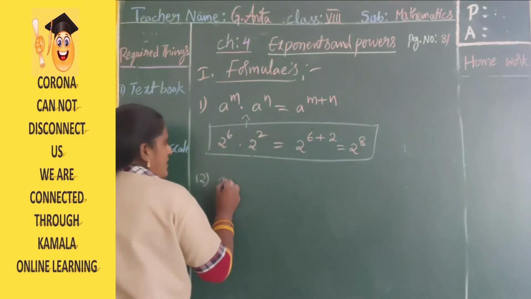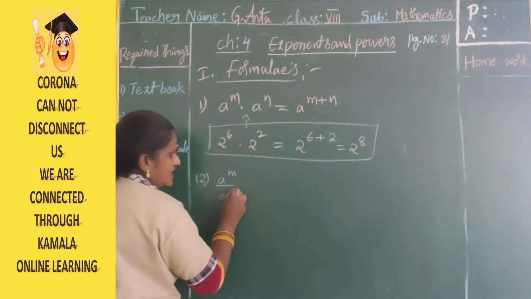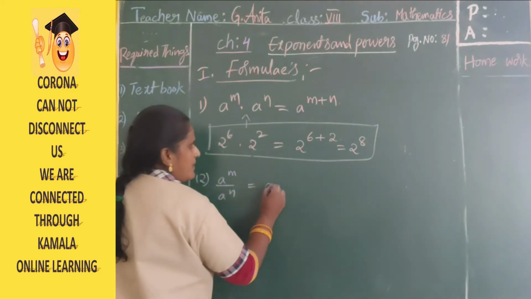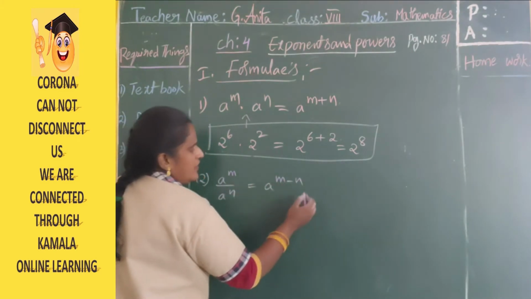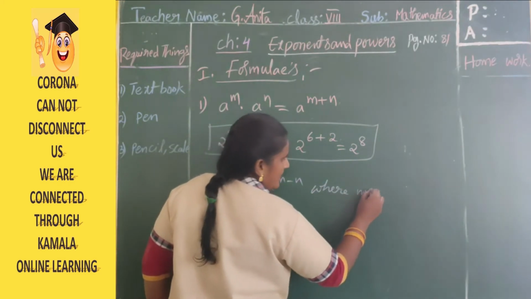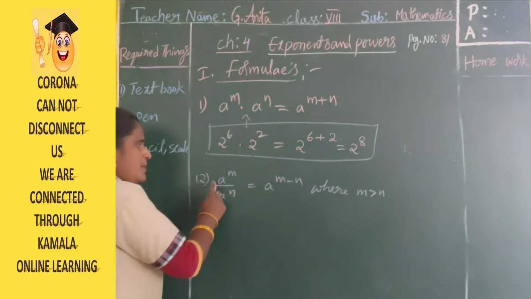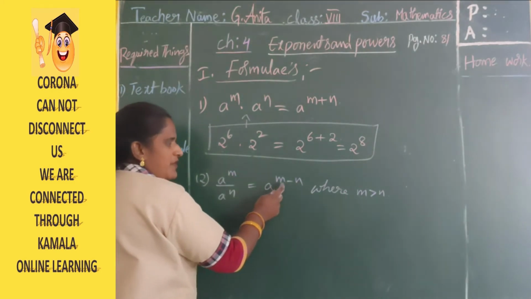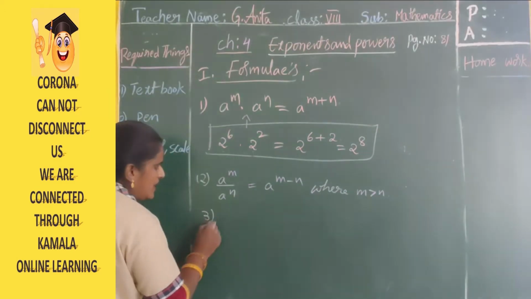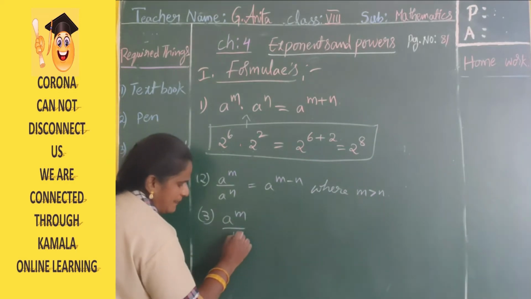Next, a power m by a power n is equal to a power m minus n, where m is always greater than n. And the third formula, a power m by b power m.